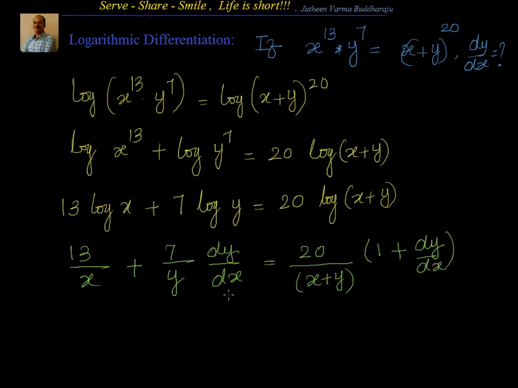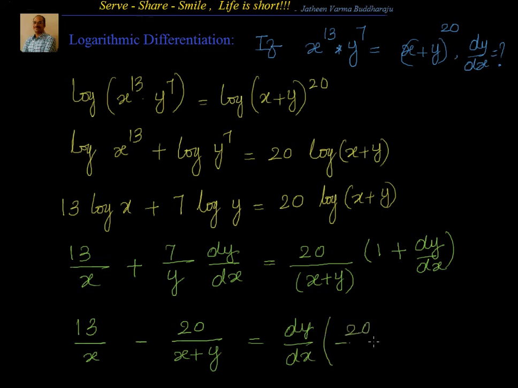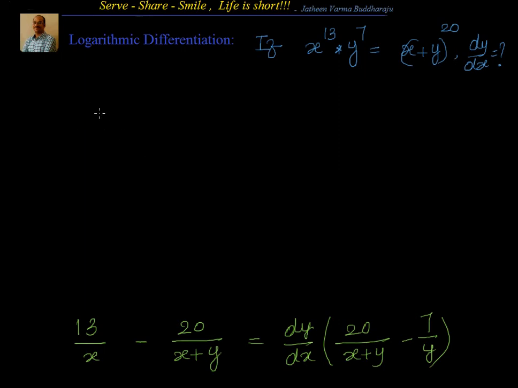The next step will be, let's try to separate dy by dx on one side, all the terms related to it. So shall I say 13 by x minus 20 by x plus y equal to dy by dx multiplied with 20 by x plus y minus 7 by y. Let's go to the next step. Next step is we have to take LCM. So let me take the LCM here and the LCM here.